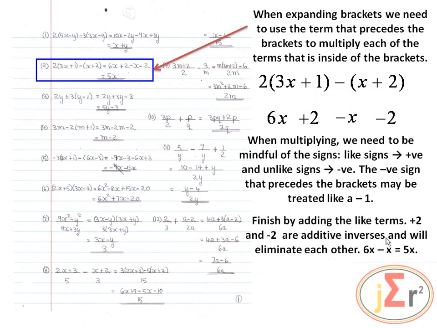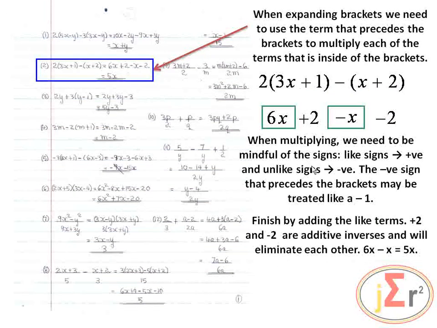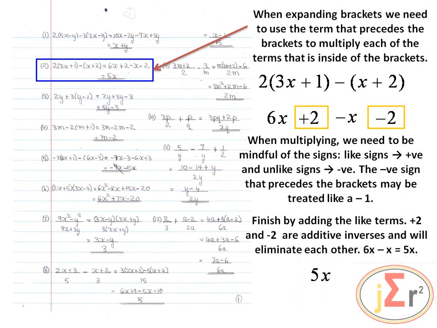Finish by adding the like terms. We will add the like terms. We have what? These two. 6x minus x is equal to 5x. And what do we know? Positive 2 and a negative 2 are additive inverses. When we add them, the result will be 0. So, adding those additive inverses, the result is 0.